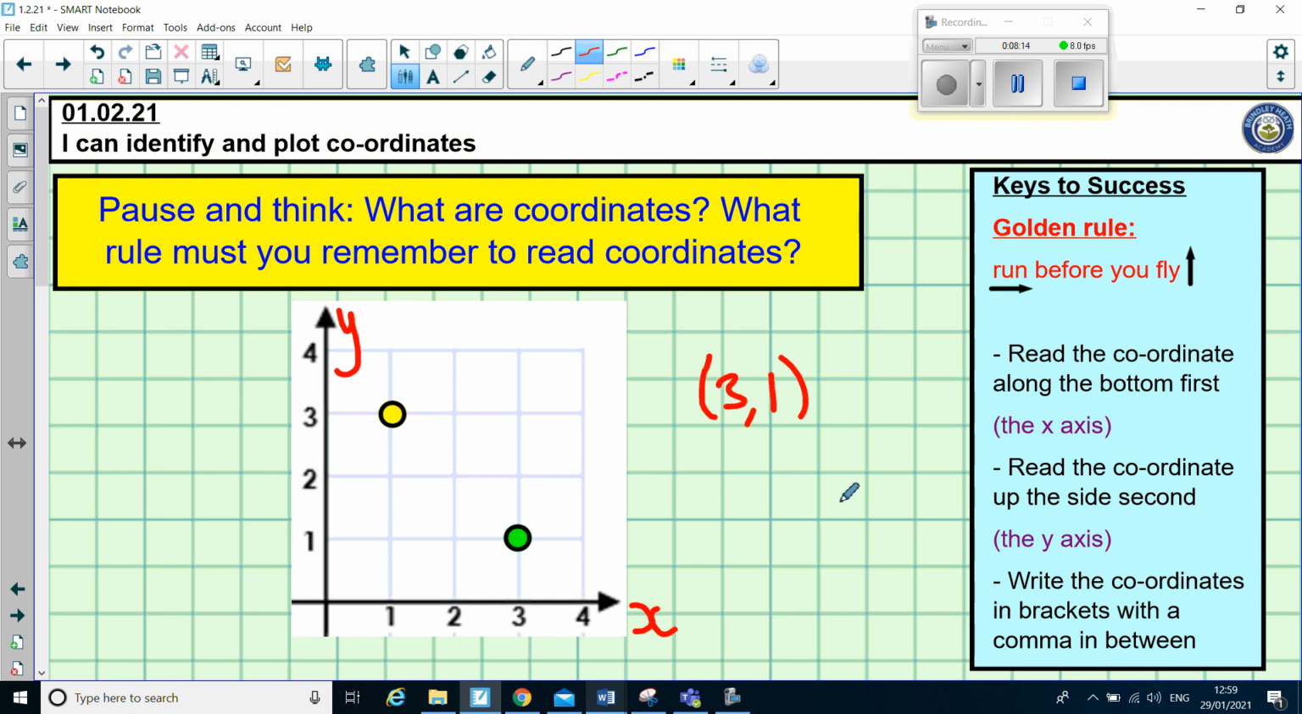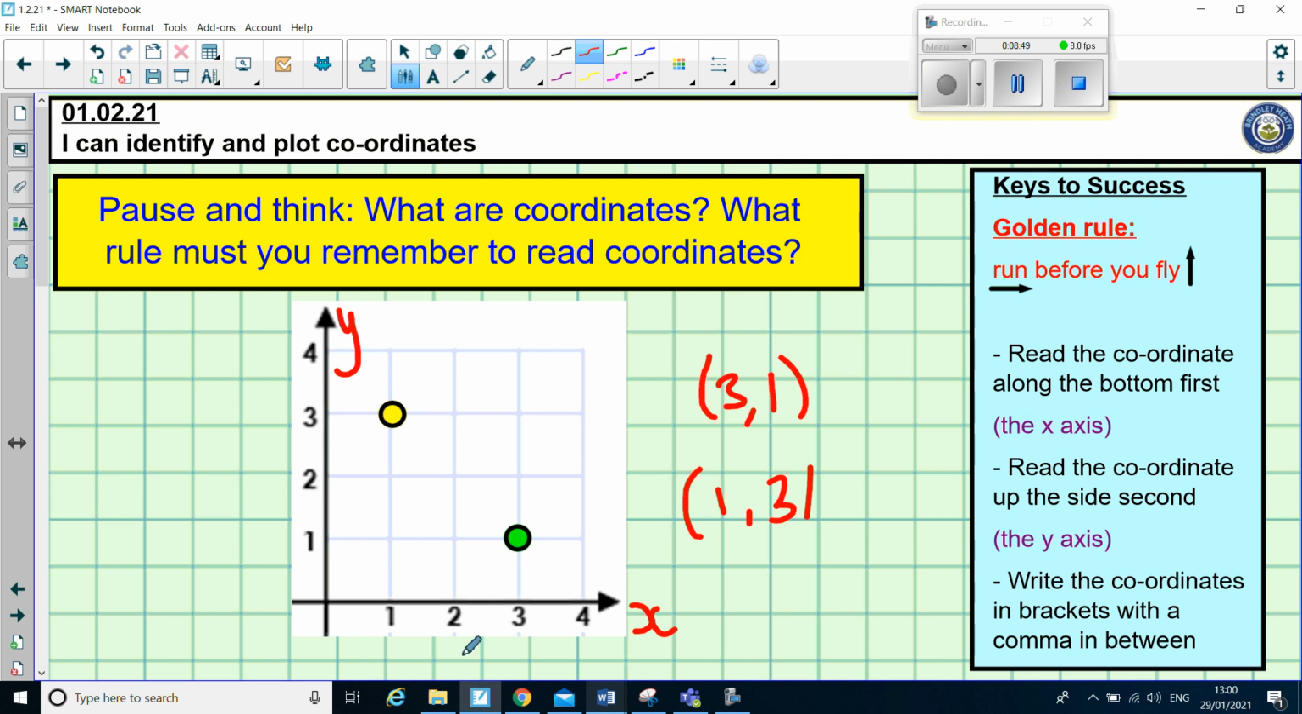I've showed you how to find the green dot. What I'd like you to do now, Year 6, is pause the video and find the coordinates of the yellow dot. Okay, the coordinates for the yellow dot then, remember, run before you can fly, so along the bottom, that yellow dot is in line with the number 1. So my first coordinate is 1, and I'm going to write that down straight away as soon as I've worked it out. My second coordinate, my y coordinate, is 3. So my yellow dot is at (1, 3).